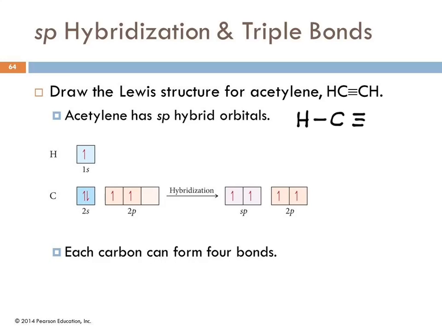Acetylene, C2H2, is like this. There's no lone pairs. By making a triple bond, this carbon has 8 valence electrons, and this has 8, and we've got the octet rule down.